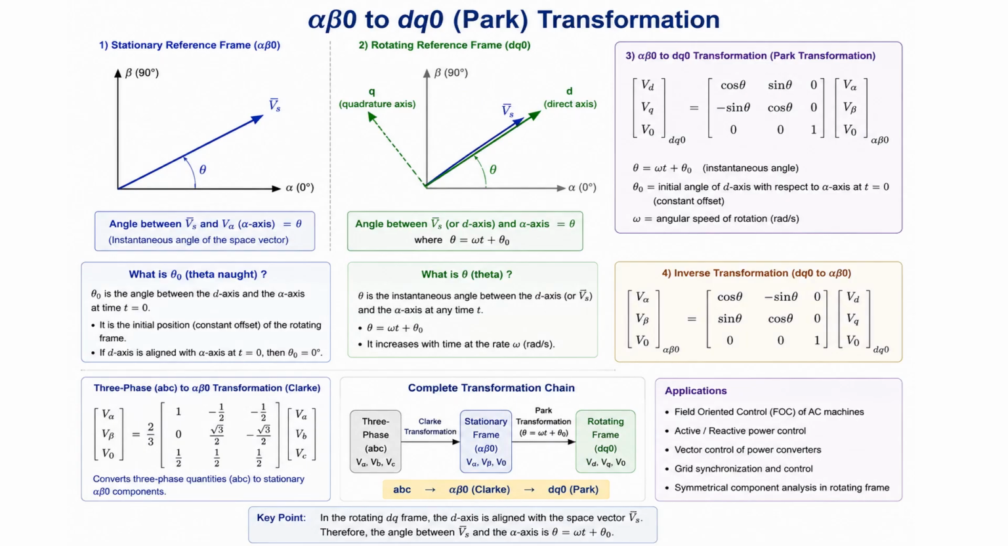See, this is the alpha beta 0 to DQ0 Park's transformation. Here we have our alpha beta vector, and the resultant is Vs, like this. The angle between Vs and V alpha is theta. It is the instantaneous angle of the space vector.